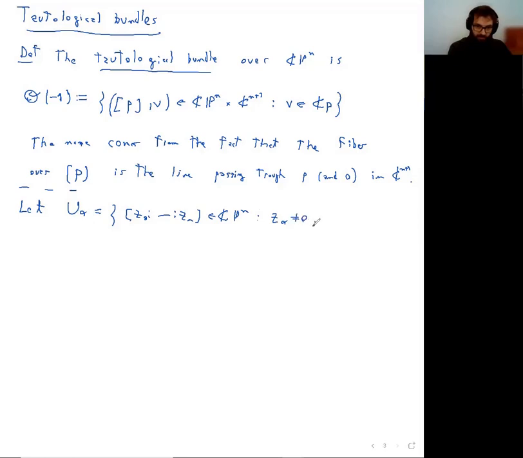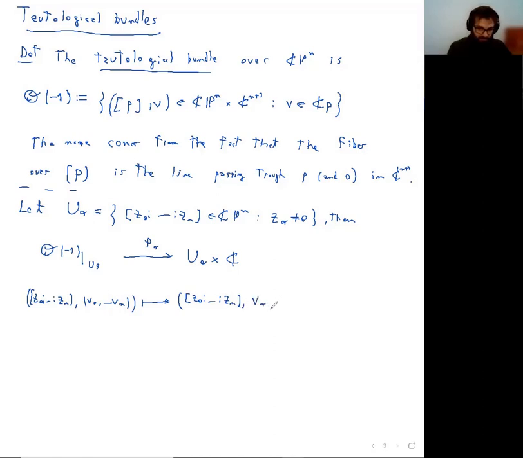U alpha is where the alpha component is non-zero. Then in this coordinate chart, we have this realization. We send z0, ..., zn, comma, v0, ..., vn, an element of C^(n+1), to, okay, the first one is to stay the same, of course. Well, the second one is simply v alpha. So we have to prove that this is an isomorphism, right?